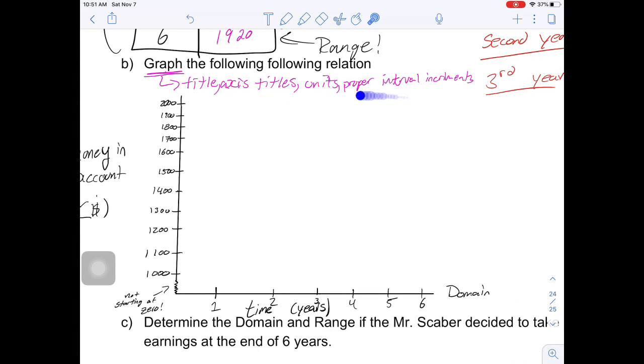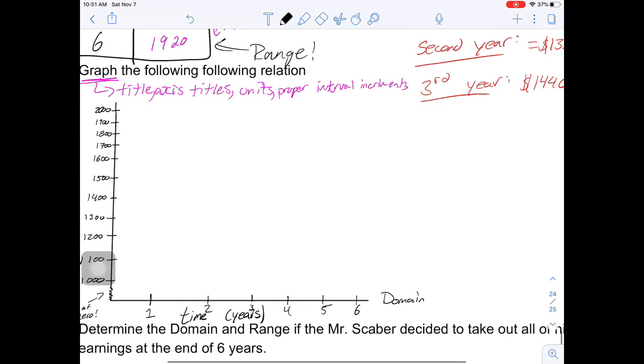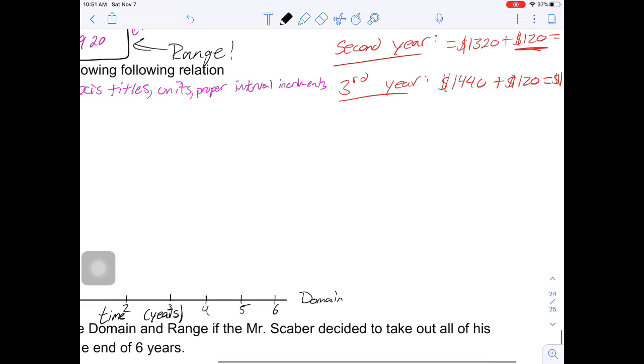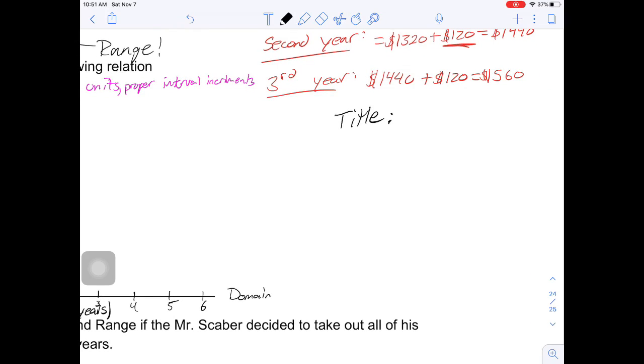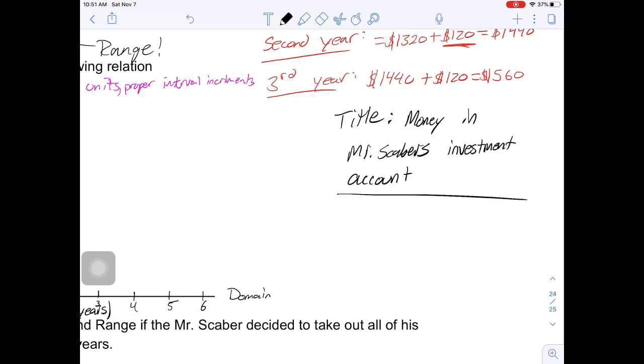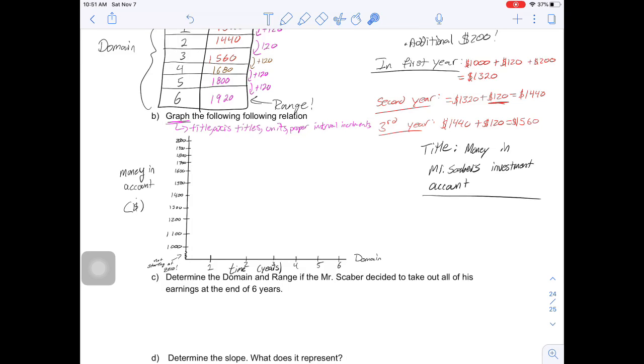Now, the one thing I am missing is a title. So I'm going to title this, just for the sake of room, I'm going to put it over here. It should always be on top, but I just don't have too much room. As long as you indicate where your title is. And the title of this is, I'm going to say, money in Mr. Skaber's investment account. And I'm going to underline that. Okay, so that's the title of my graph.